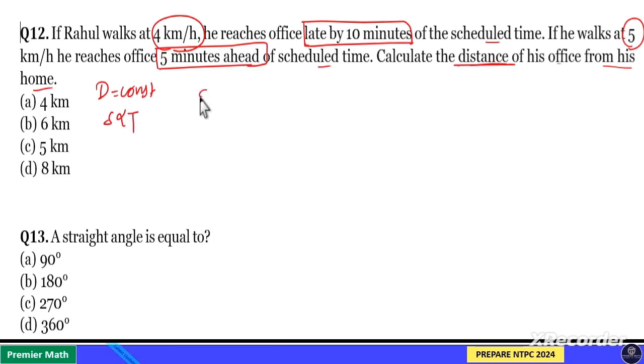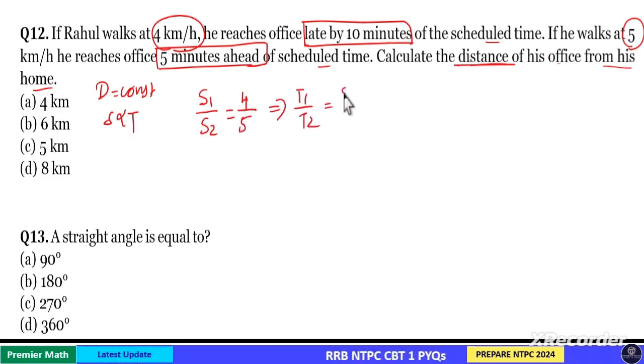Here speed is given, that is S1 by S2. If you take S1 as 4 km per hour and S2 as 5 km per hour, then the time ratio is the reverse of 4 by 5, which is 5 by 4. Now we don't know the exact time, but the ratio is 5:4. The difference between 5 part and 4 part is 1 part, which is given in the question as late by 10 minutes.